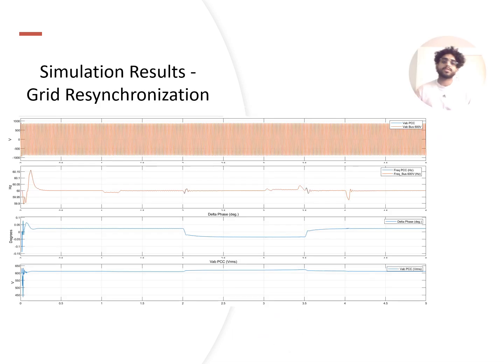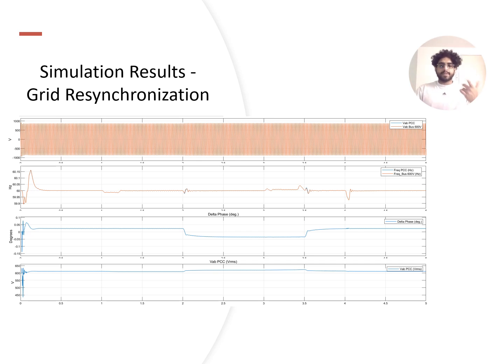These graphs are the result of our grid resynchronization system, as we like to call it. It shows the PCC voltage, the point of common coupling, the frequency, the phase, and the power flow. Our system clearly demonstrates efficient synchronization and power flow management between the microgrid and the main grid.